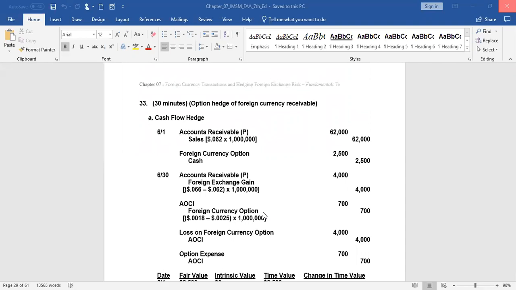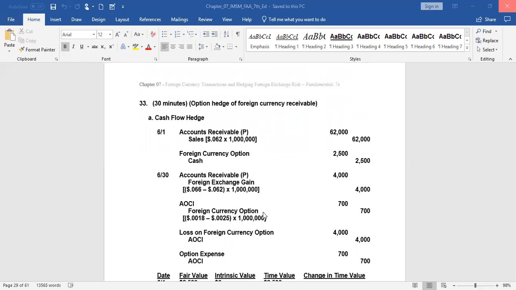On that day, when they purchase the put option, they must pay 0.0025 per peso. So 2,500 will be debited to the foreign currency option, credit cash. Okay, so a foreign option, an option that we buy, must be recorded. Remember, a forward contract, we don't record on the day that we sign it, only when it starts gaining value.